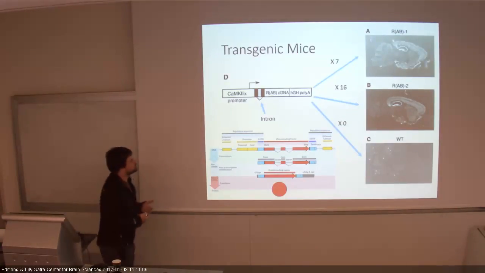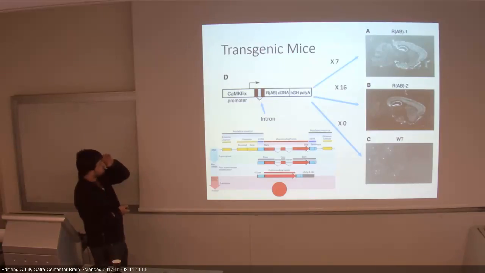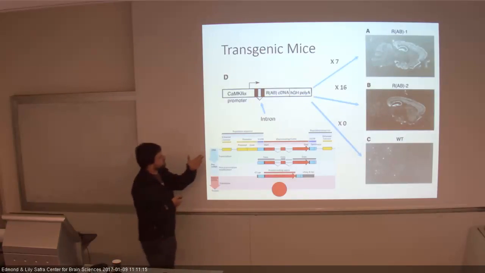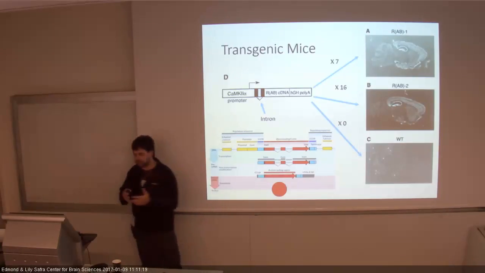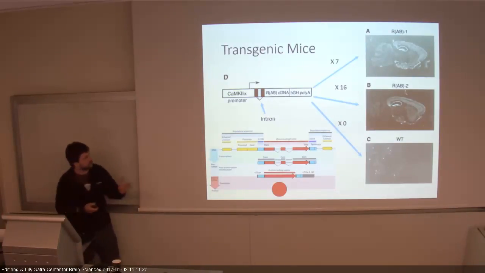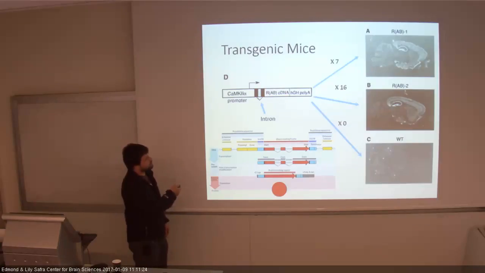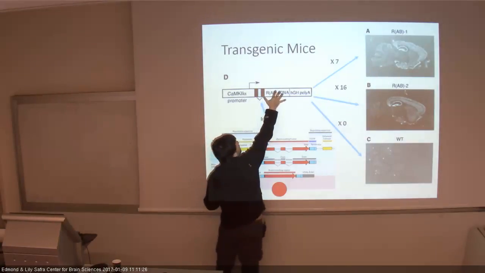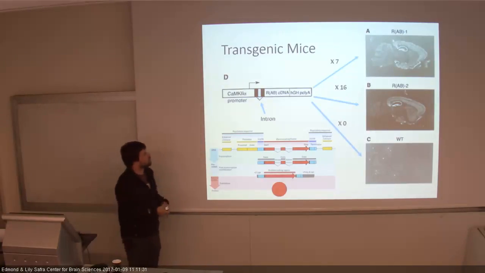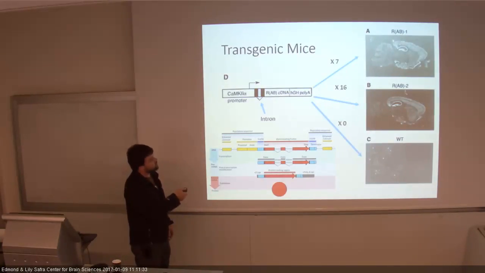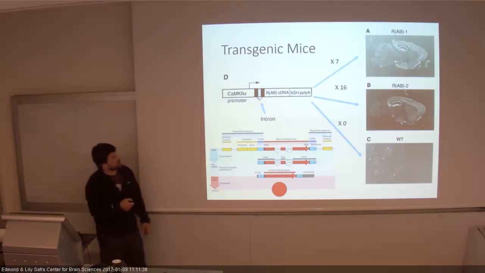So let's go over a little bit about this construct and what the purpose of it is. The idea behind this construct is that the aim is to express the dominant negative form of this RAB subunit, and this is the area that codes for this subunit. So why do you need all the areas that are surrounding this? Why not just put this inside the DNA? Why do they need this?